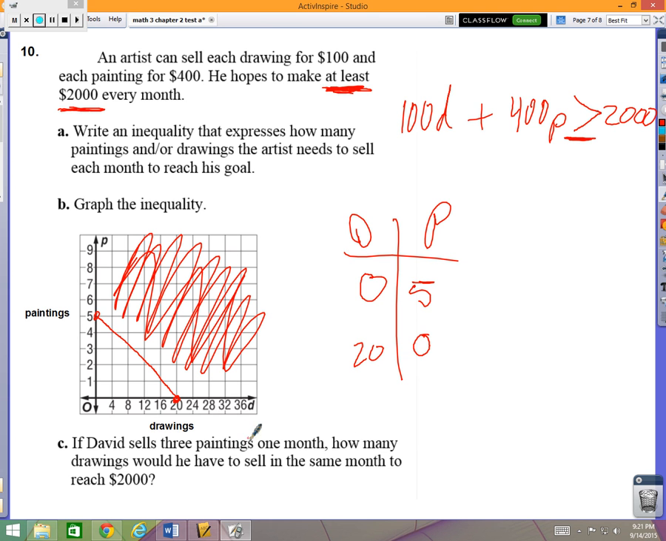Okay, if he sells 3 paintings in 1 month, so 3 paintings, let's put 3. 400 times 3, that's $1,200 he made. How many drawings is he going to have to sell? So 1,200, he wants to make $2,000. So I subtract that, that's 800, $100 a drawing, he's got to make 8.